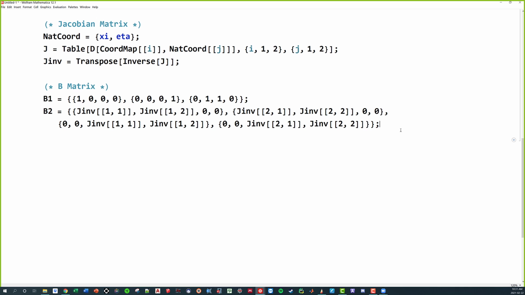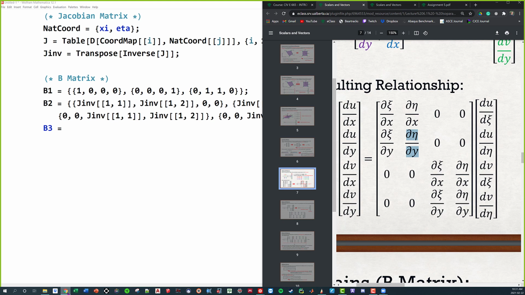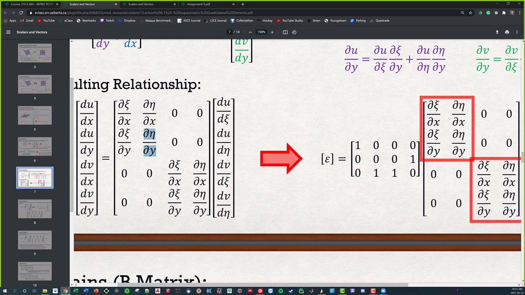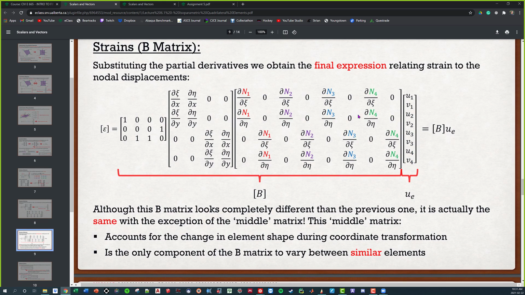So we're going to finish it off with B3. If we go back to our notes, zoom out, and scroll down, we said that B3 is going to be these partial derivatives. To make our lives really easy, we're just going to put it in a loop. We're going to use something called a Do loop, which is basically the same as a For loop, except it doesn't require as much punctuation, if you will.